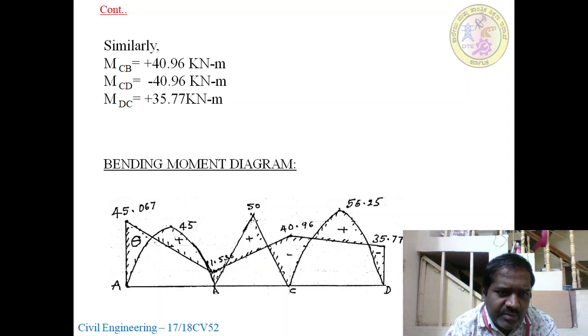Draw the bending moment diagram. Initially you have to take 45.07, then 11.533, 40.96 and 35.77. Just add all the lines, all the points, like this, and this will be the bending moment diagram. If it is a UDL, it will be parabolic. If it is a point load, it will be like this. If UDL, the maximum is WL square by 8. For a point load, WL by 4.